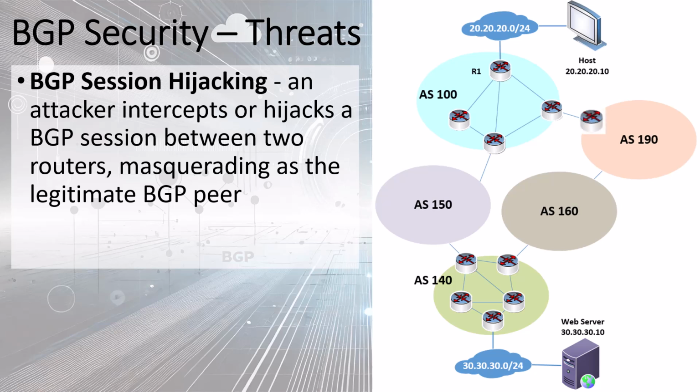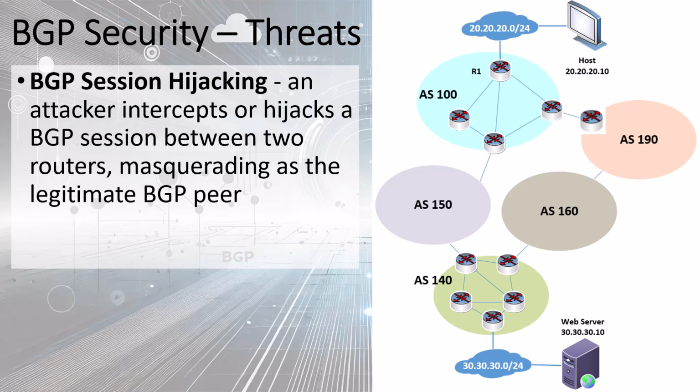Now, in this scenario, an attacker may intercept or hijack a BGP session between two routers, masquerading as the legitimate BGP peer, potentially injecting malicious routes or disrupting legitimate routes. This can result in traffic interception or denial of service. For example, here an attacker may break into the communication channel between these two BGP peers and may itself become peers with one or both of these routers, thus manipulating and injecting routes into both of these routers.